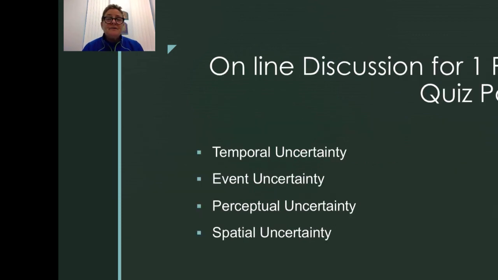For next Tuesday morning, I'm going to put up a pop quiz, and I'd like for you to give an example of each in the real world. In other words, in physical activity, in life, in sport, in everyday life. Can you provide an example of temporal uncertainty, event uncertainty, perceptual uncertainty, and spatial uncertainty?